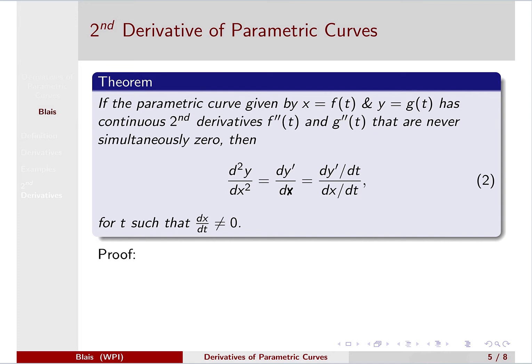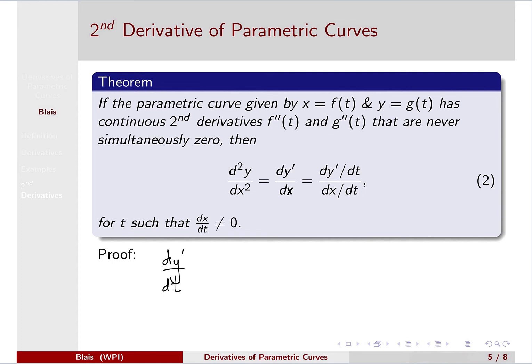We can also look at the second derivative of parametric curves. So if the parametric curve given by x equals f of t and y equals g of t has continuous second order derivatives, f double prime and g double prime, that are never simultaneously zero, then we have this result here, d squared y/dx squared, which is the second derivative of y with respect to x, or the derivative of y prime with respect to x, can be written as the derivative of y prime with respect to t over dx/dt. And the way that we can do this is with chain rule yet again.